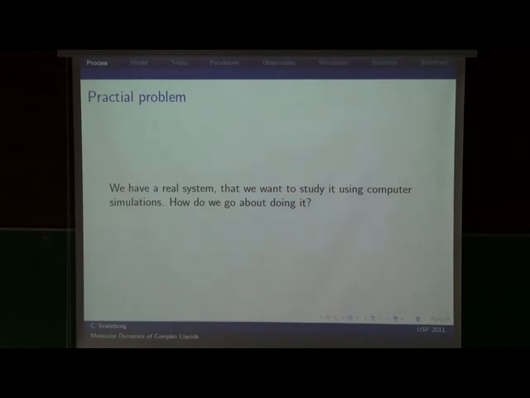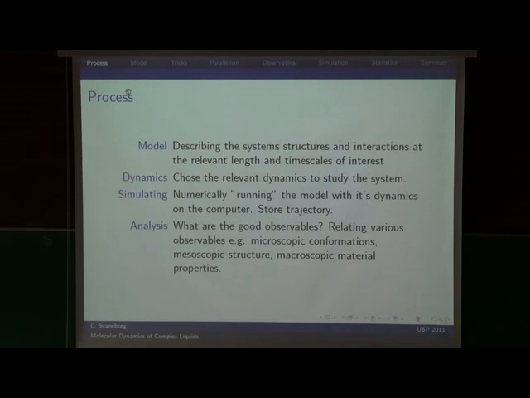What do we do? Well, this is the problem that you are facing before you start doing any science with computer simulations. And there's a number of steps you have to go through. You have to make a model. I'm assuming that you have some physical system that you want to simulate, but you need to make a model of that system that describes its structures and their interactions and the relevant length and time scales that you will be interested in.